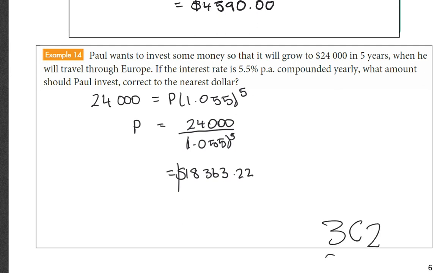Okay, I want you to do 3C2, questions 1 to 6 in your textbook. In the next couple of slides, I've got the worked solutions to all of those questions. I've also got a slide on how to use your calculator in financial mode. If you get time, have a look at that. Otherwise, we'll do that in class as well.